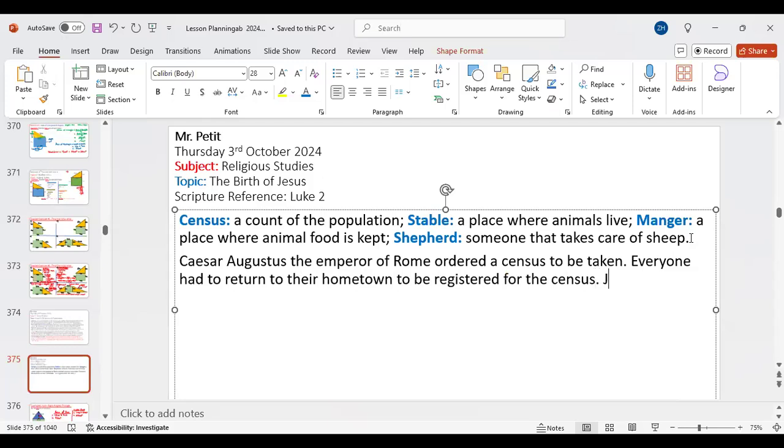Joseph, being a descendant of King David, had to return where? Bethlehem. Very good. Had to return to Bethlehem to be registered.